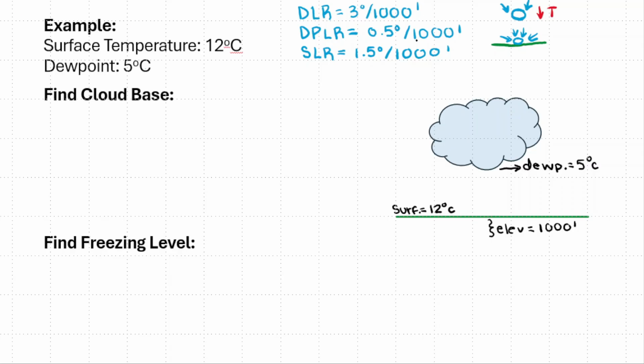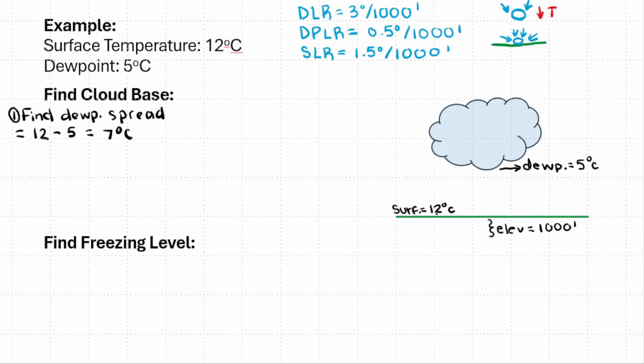We'll move on to how to find the cloud base and the freezing level, and then a lot of this will start to tie into what we're going to be doing today. So one of your first steps for finding the cloud base is finding the dew point spread. Okay, and so the dew point spread is going to be the surface temperature minus the dew point temperature. So in our example here, we have 12 degrees minus 5 degrees, meaning that our dew point spread is going to be 7 degrees, okay?